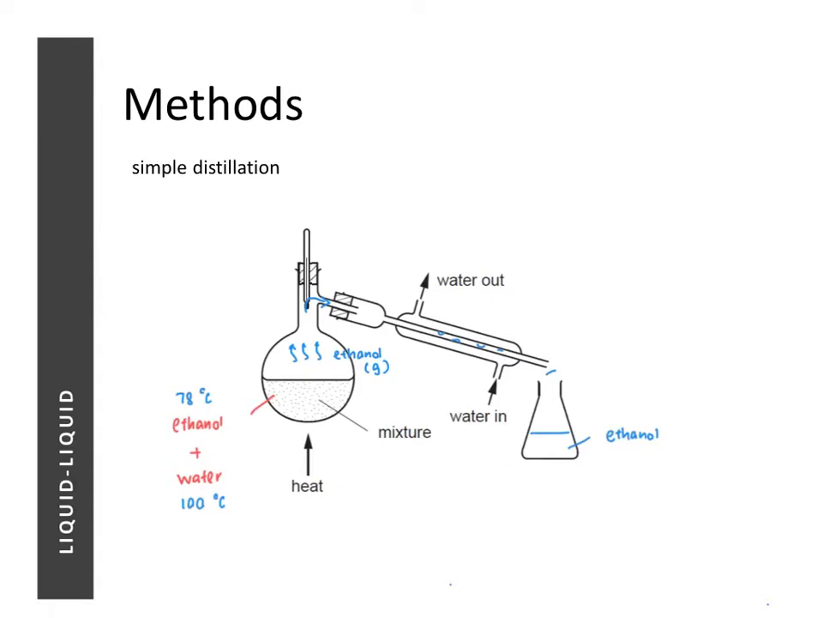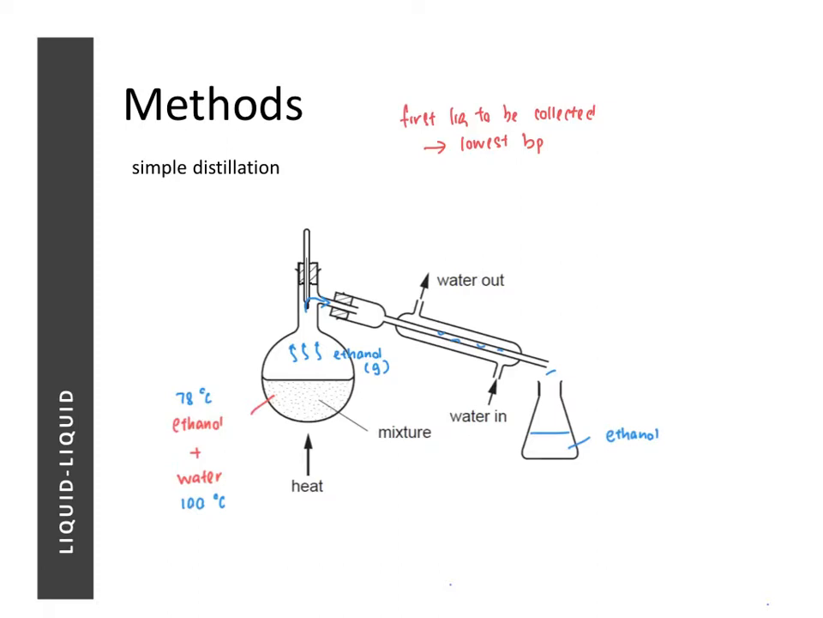So in simple distillation, or in distillation in general, an important concept is that the first liquid to be collected is the one with the lowest boiling point. Okay, the lower the boiling point, the earlier the liquid will be collected. Now, whatever we have seen for distillation is a simplified picture of what is actually happening. Okay, so next I will show you what really happens when you heat the mixture of ethanol and water.